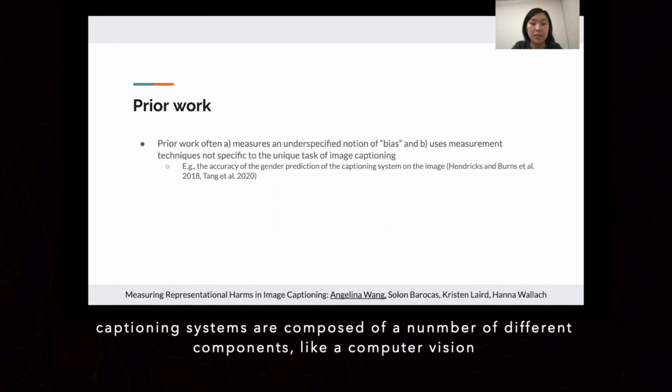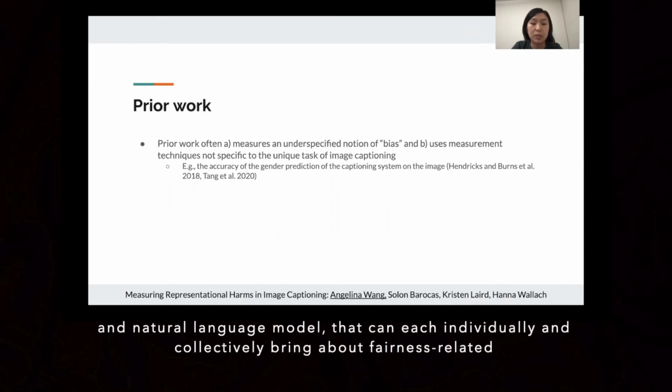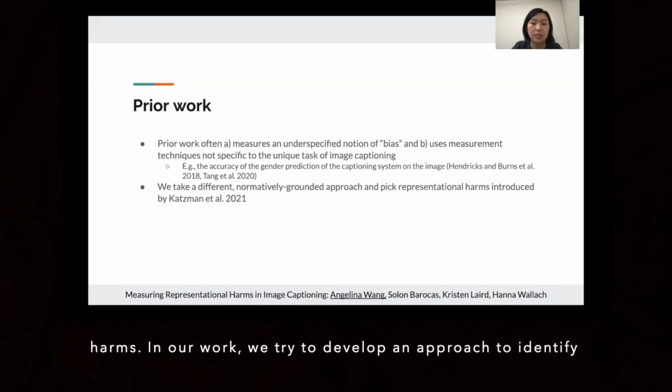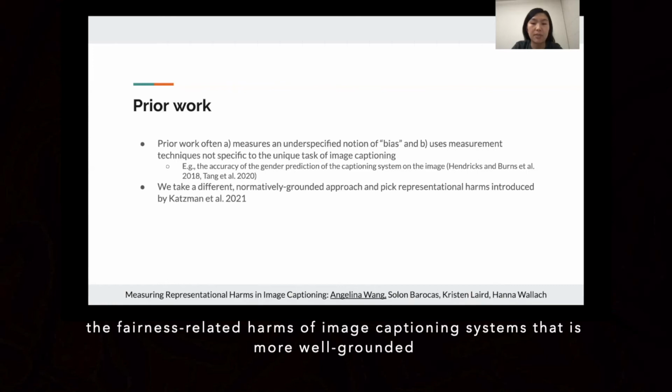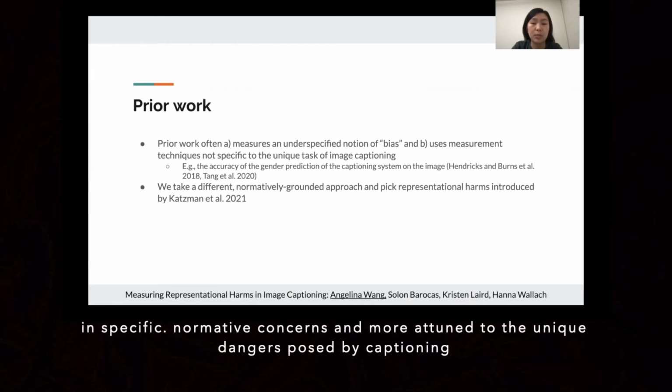However, image captioning systems are composed of a number of different components, like a computer vision and natural language model, that can each individually and collectively bring about fairness-related harms. In our work, we tried to develop an approach to identifying the fairness-related harms of image captioning systems that is more well-grounded in specific normative concerns and more attuned to the unique dangers posed by captioning as a task.